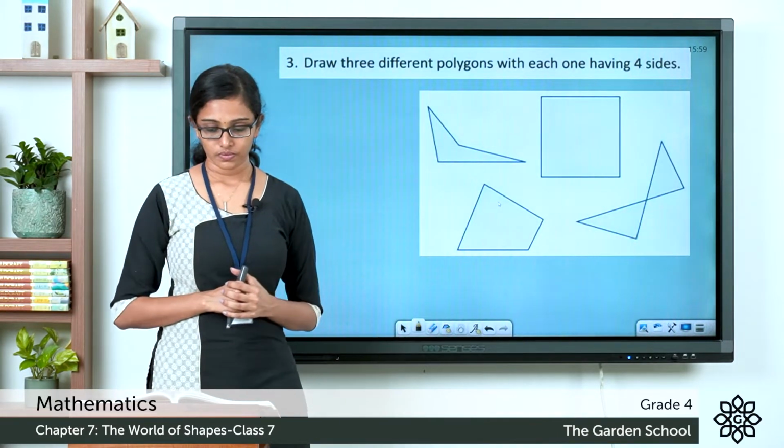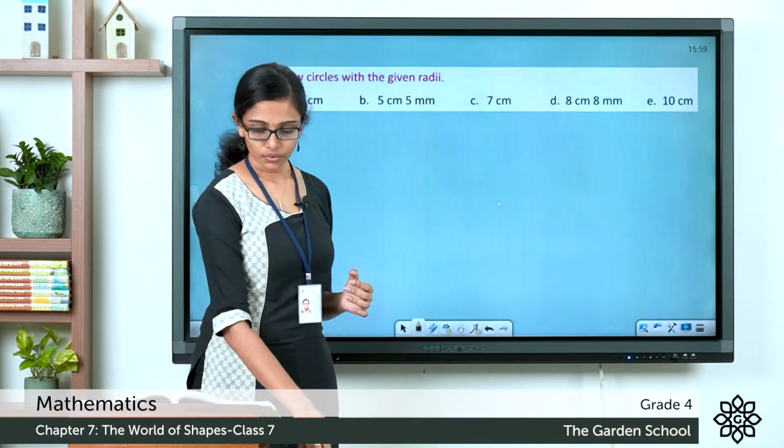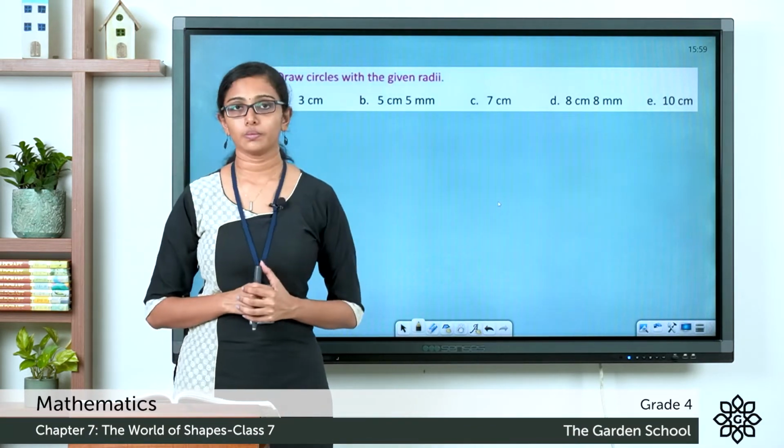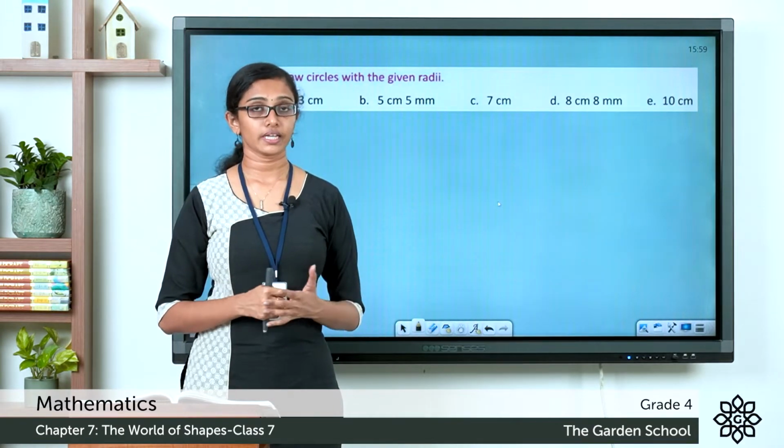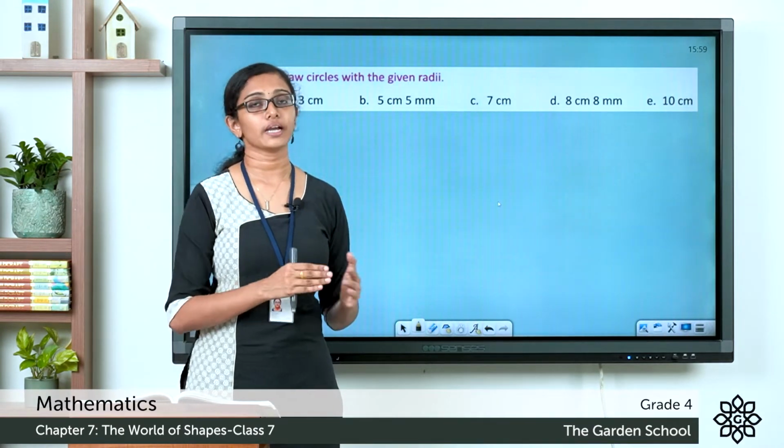Now, let's see the next question. Draw circles with the given radii. So what do you mean by radii? Radii is the plural of the word radius.